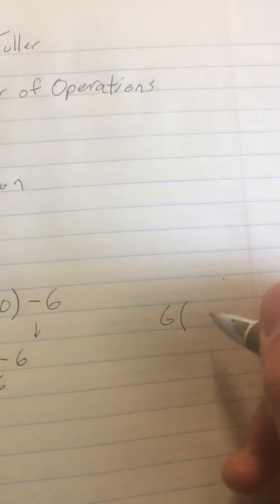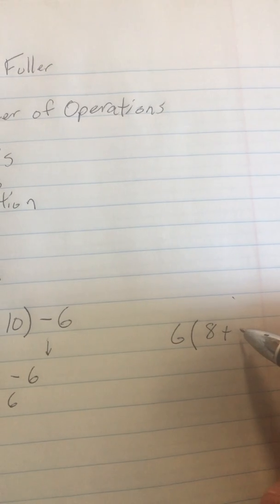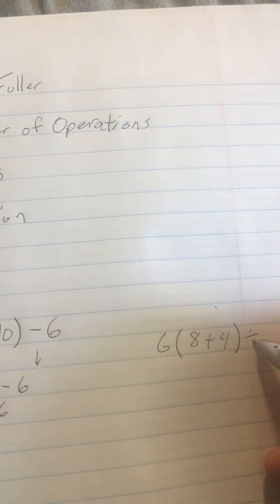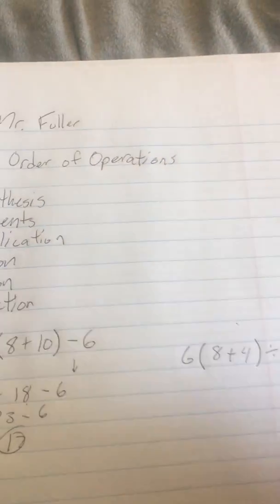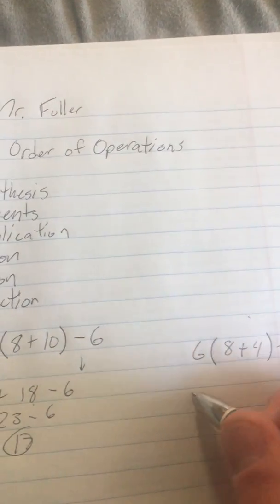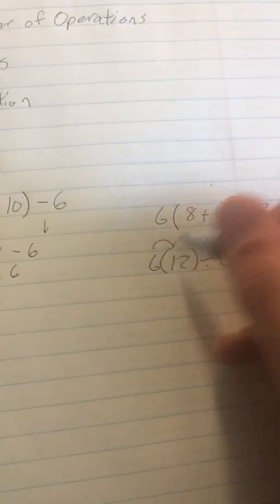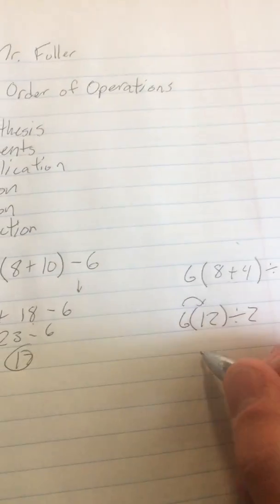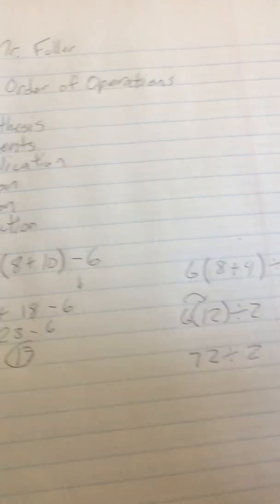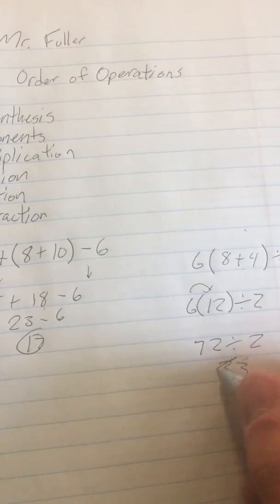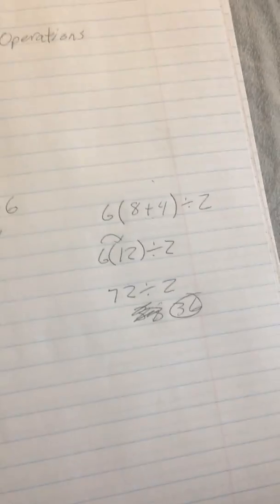Alright, let's do another one. Let's go 6 parenthesis 8 plus 4 parenthesis divided by 2. Alright, parentheses first, so it would go 6 times 12 divided by 2, but multiplication is first, so you got to put 6 times 12, which is 72. 72 divided by 2 is 36, and that's your final answer.